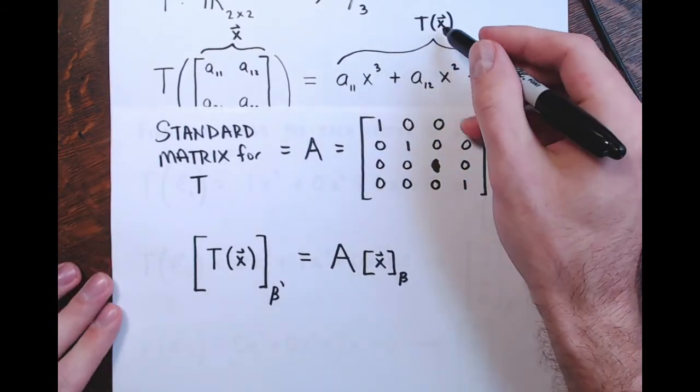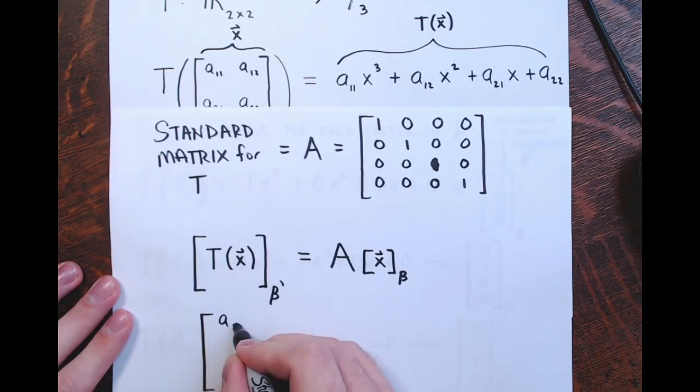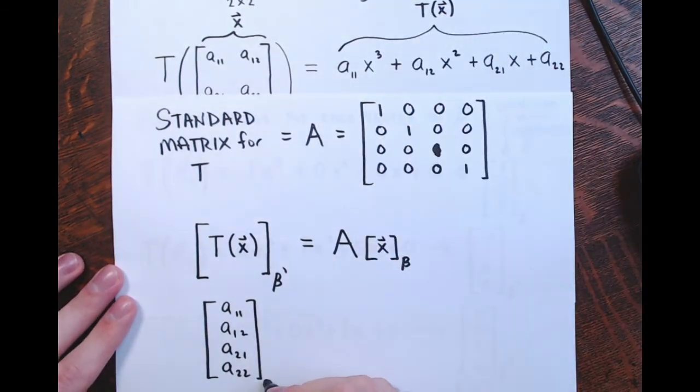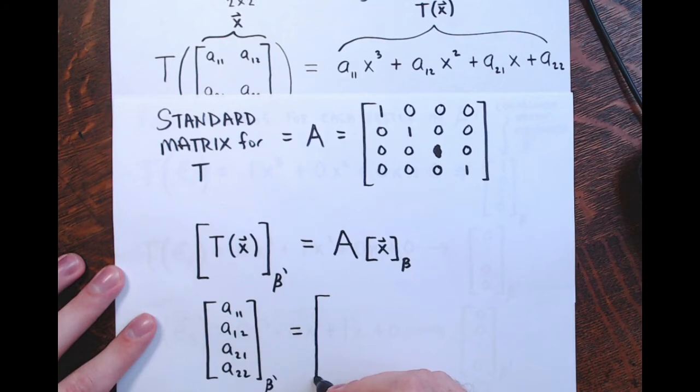If I write the coordinates of this relative to b prime, we're getting the following: a11 times x cubed, then a12 times x squared, a21 times x, a22 times 1. And so this is relative to b prime here. This is equal to my matrix A, this 4 by 4 matrix.